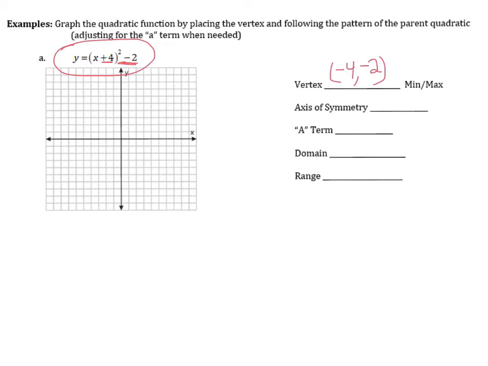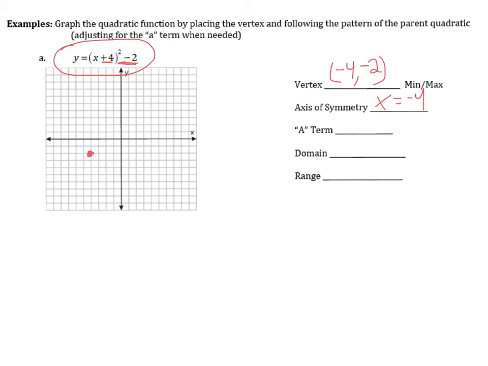Once you figure out that the vertex is just the numbers described to you in the vertex form of the equation, it becomes very easy to start graphing your quadratic. I know the vertex is at negative 4, so to the left 1, 2, 3, 4, down 2, that's my vertex point. Which means my axis of symmetry is at x equals negative 4. Remember, the axis of symmetry is always x equals whatever the x-coordinate of your vertex is.